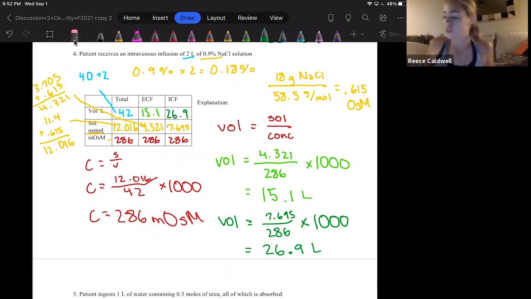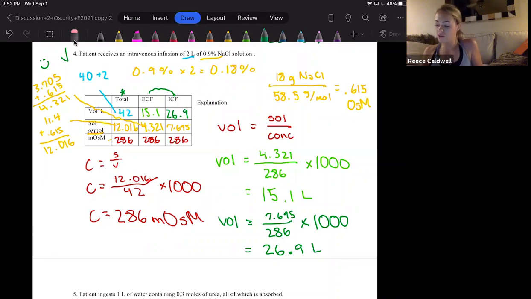And just a quick trick, if you ever want to check yourself, you can add the intracellular and extracellular fluid and it should equal out to the total. So if we take that 26.9 and add that 15.1, we will get 42 liters. That's a way that you can check yourself. Awesome. So we have completed number 4.